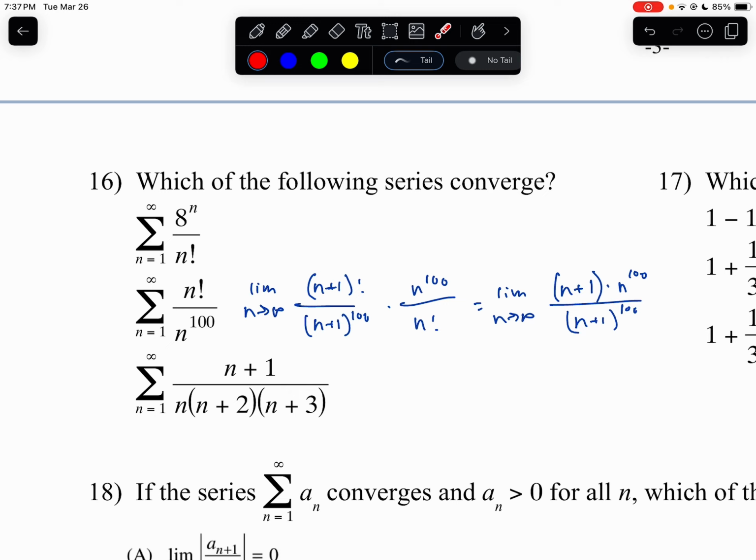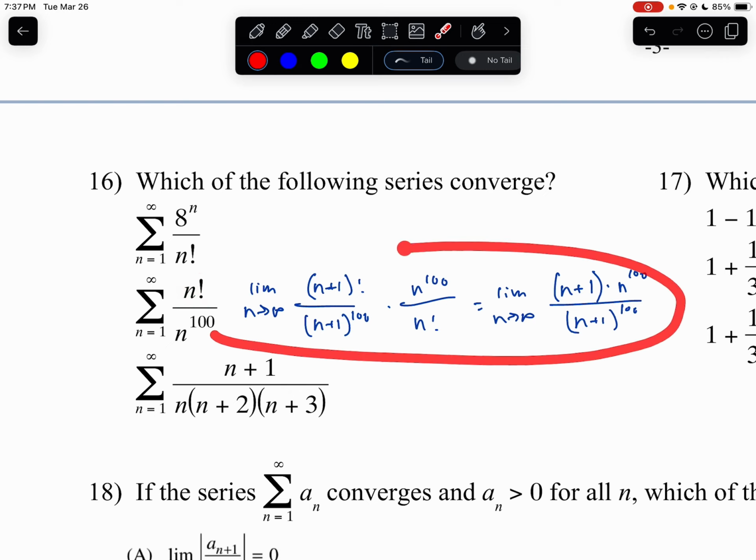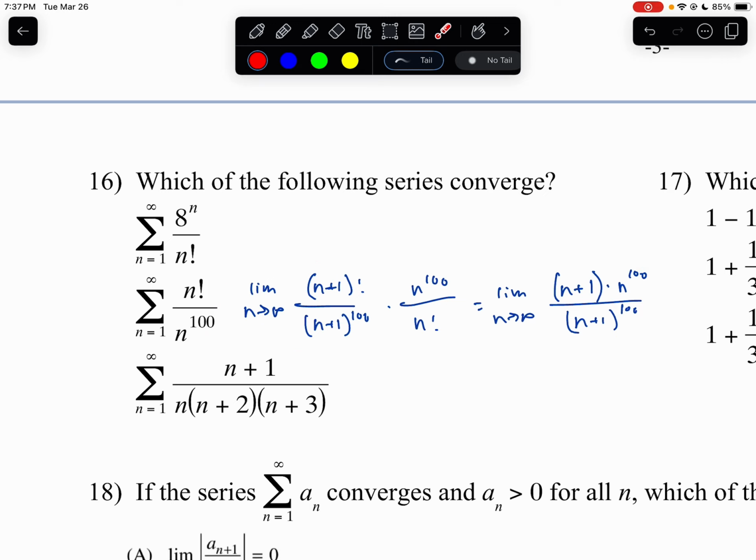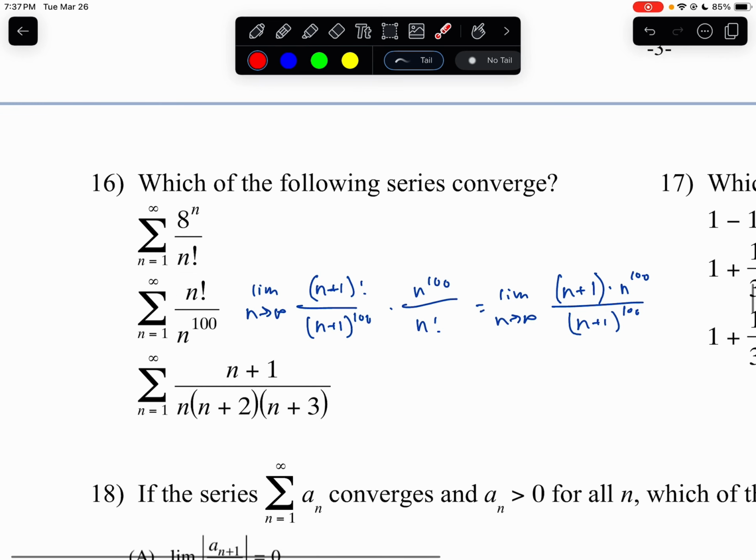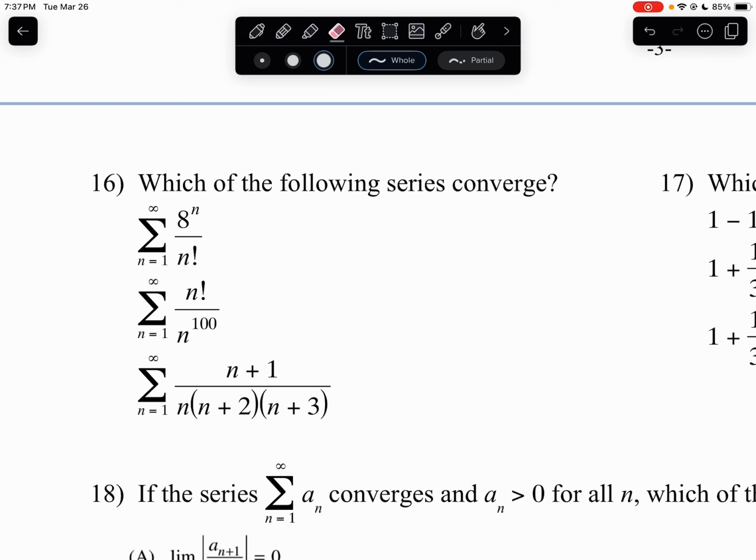I don't know if I actually can use that idea, but I'd probably need to spend a little bit more time thinking about it. But n factorial should be faster than n to the 100th. Obviously it is, because if you run the ratio test, the (n+1)th term ratio is going to be larger than 1, right? So n factorial is faster than n to the 100th, so the ratio is larger than 1, which means it's going to diverge. Okay, so this one diverges.